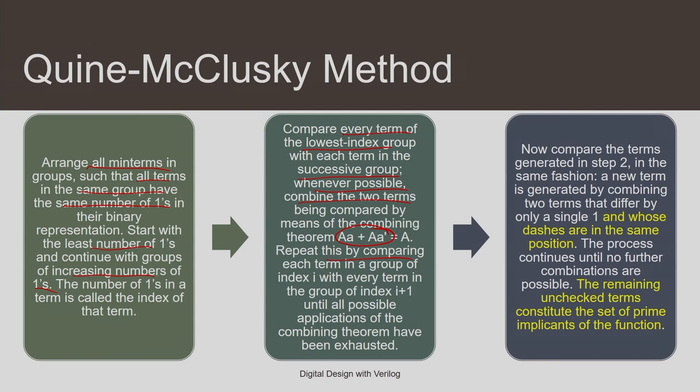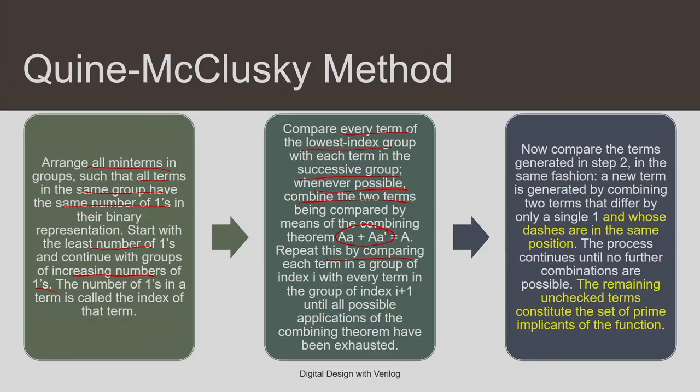So, once I get all the implicants of the first step, then I will start doing the same process for the implicants that I obtained from this step, right. Whatever terms or implicants are generated in step 2, I will process in the same fashion. So, now I will combine the terms that again differ by a single bit and have the dash in the same position.